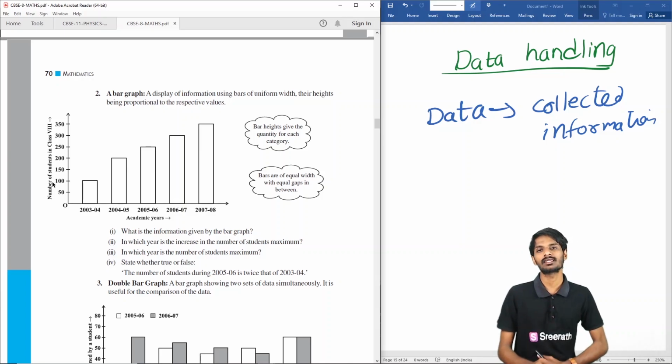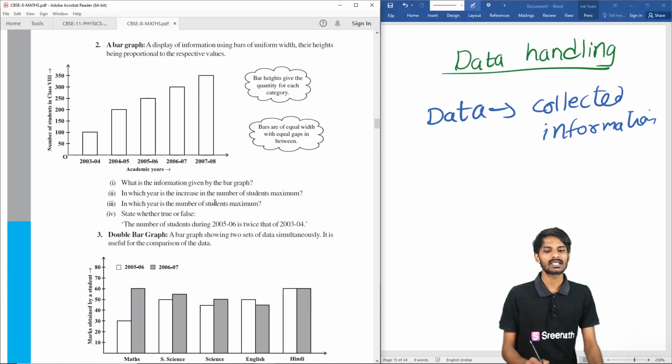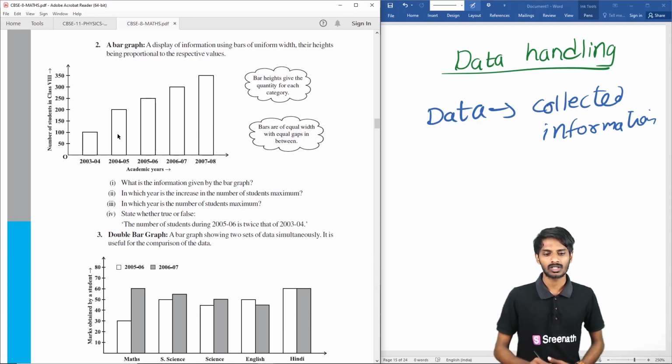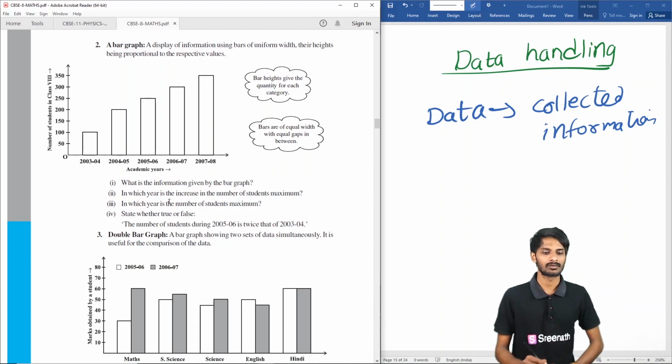So how many students are there? 100 students are there, like that, students. In which year is the increase in the number of students maximum? In which year has the number of students increased the most? If you see, it is in 2007 to 2008 that there are more students. And in which year is the number of students maximum? In this year it is the maximum.